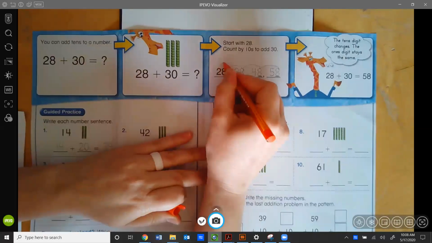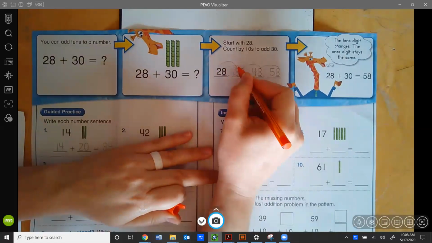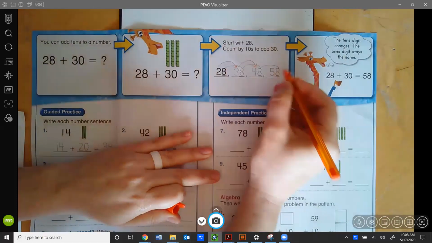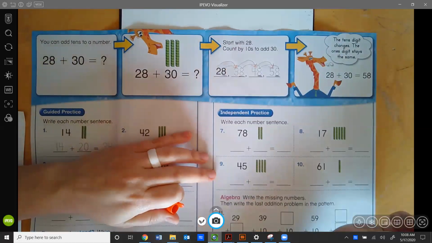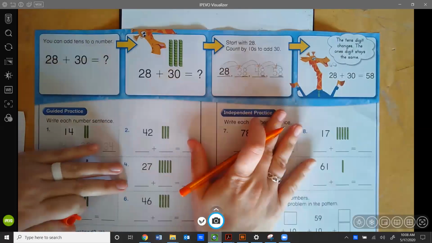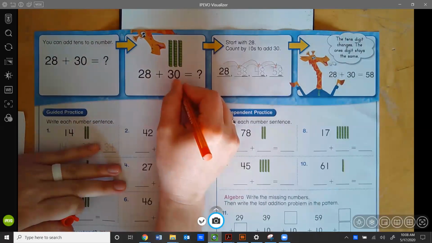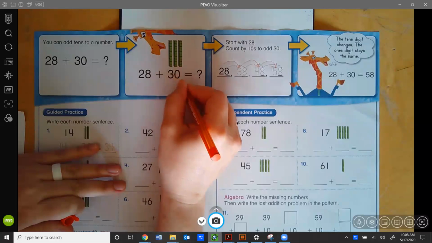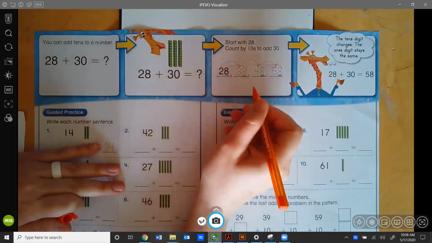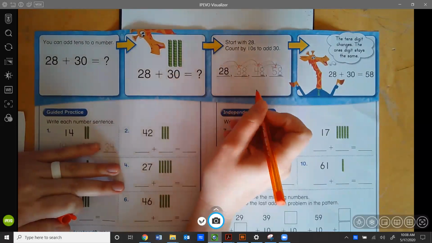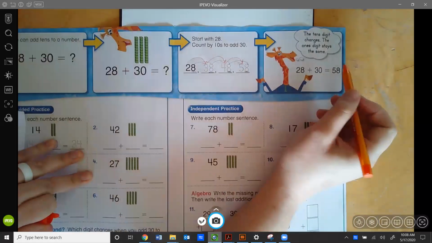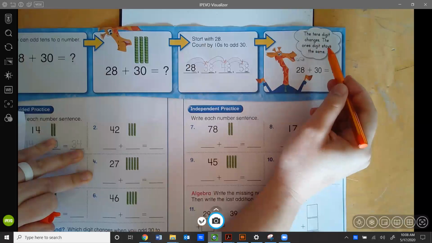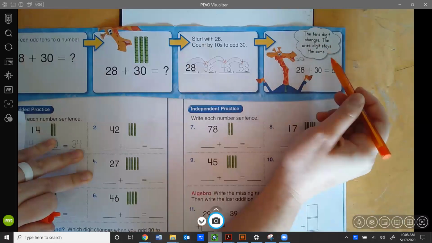So 28, 38, 48, 58. And that's because when you're adding that 10, in the ones place it's a 0. And so you're not adding anything to that ones place. That's why it's not changing. So let's take a look at what it says here at the end. It says the tens digit changes, the ones digit stays the same.